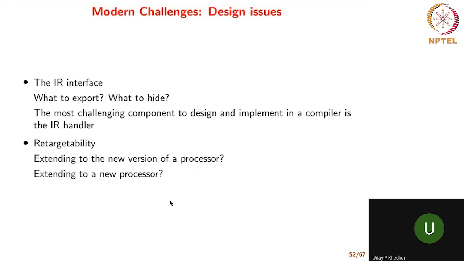The other design challenge is retargetability. How do we extend the compiler to a new version of the processor? How do we extend it to a new processor? GCC and LLVM both have their own target description languages where you can describe processors, and the GCC target description language is very arcane, very difficult to understand, and yet it has been very, very successful.